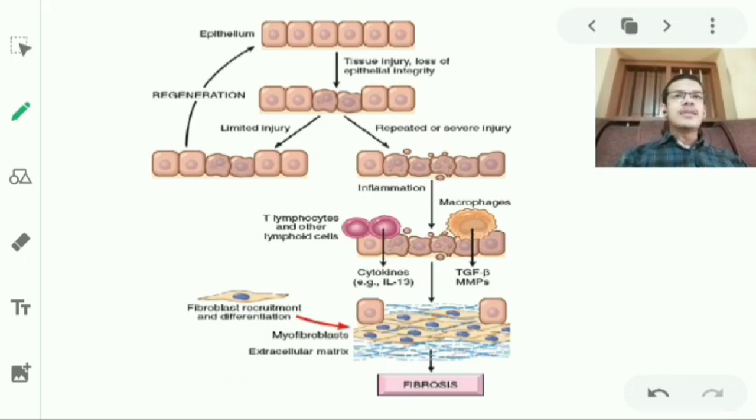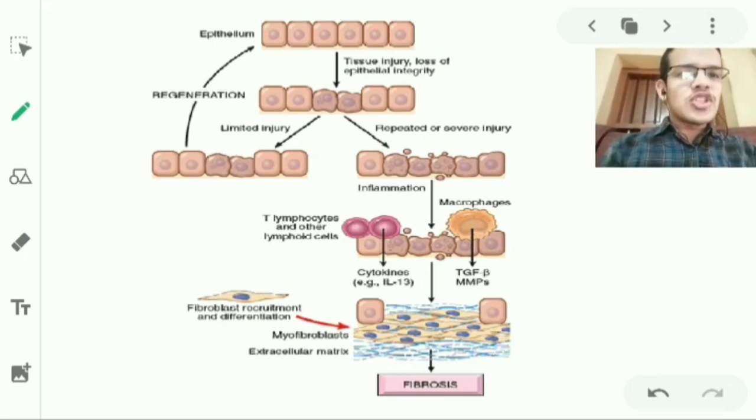Now similarly, as a wound heals, if there is injury to any tissue, any parenchymal organ, that injured part will be replaced by fibrous tissue. That is called fibrosis. Again, it depends on whether there is only limited injury or severe injury.